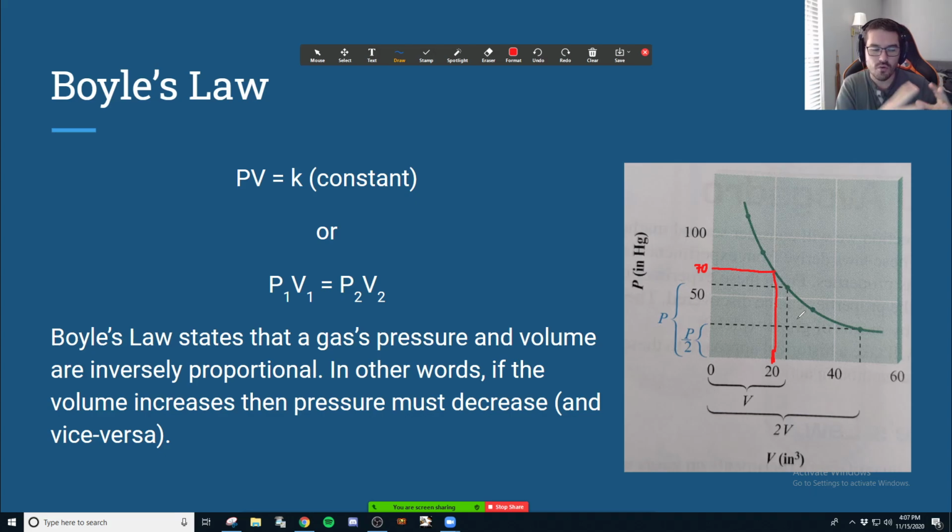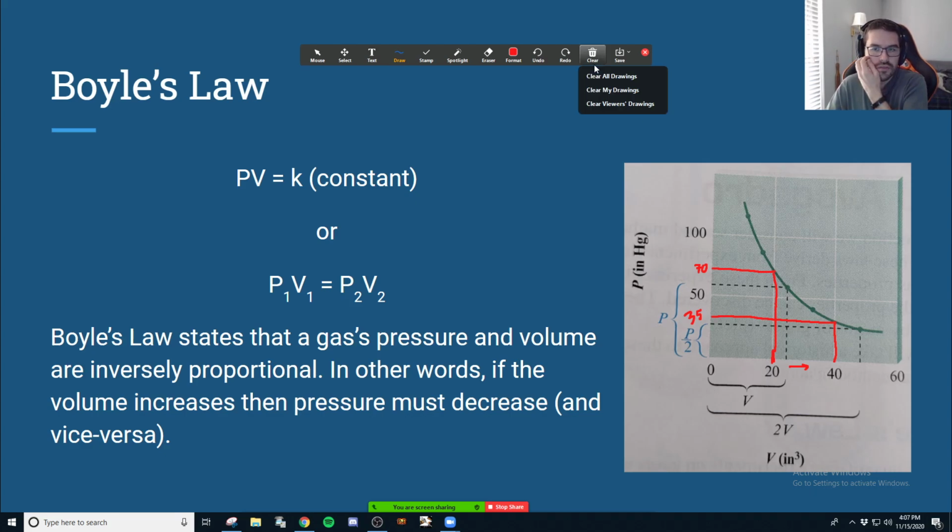It says that if you increase the volume of a chamber and keep everything else constant, the pressure inside that chamber is going to go down. It's a mathematical relationship. They're inversely proportional. If we have 20 inches cubed of volume and we expand that to 40, the volume goes up by a factor of 2, so the pressure has to go down by a factor of 2. You can see that here. If we have 0 and 50, this does appear to be about 35. So that's what Boyle's law states.